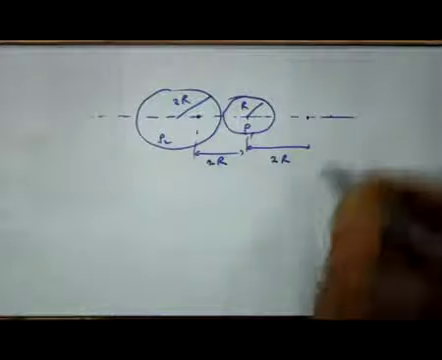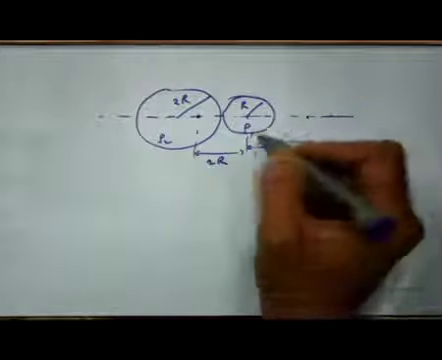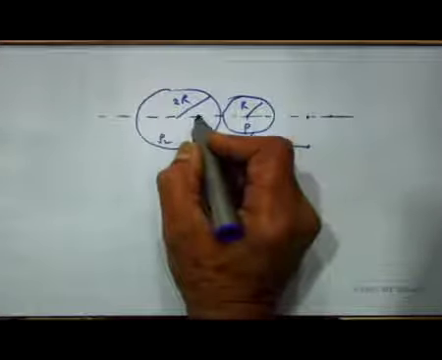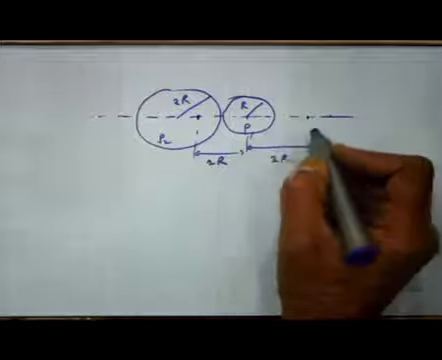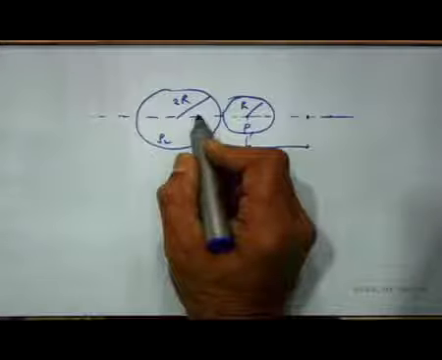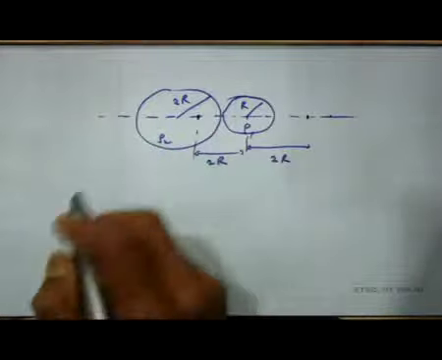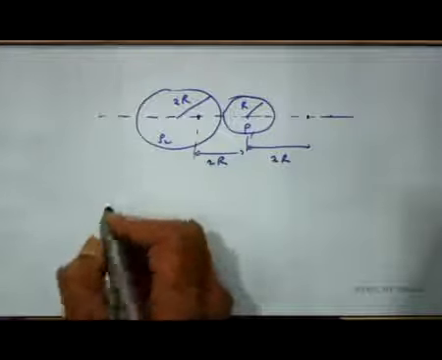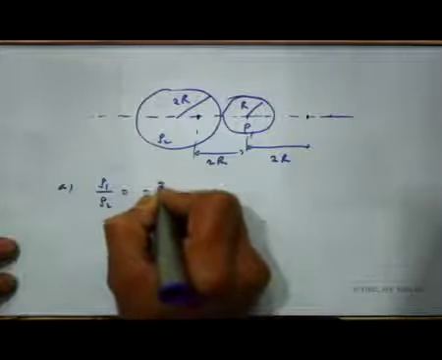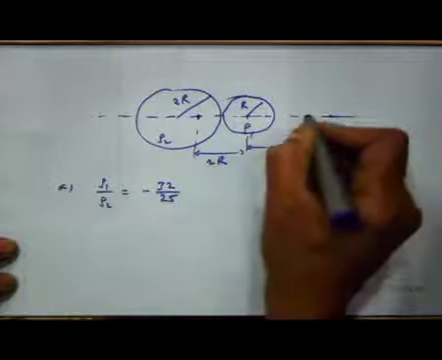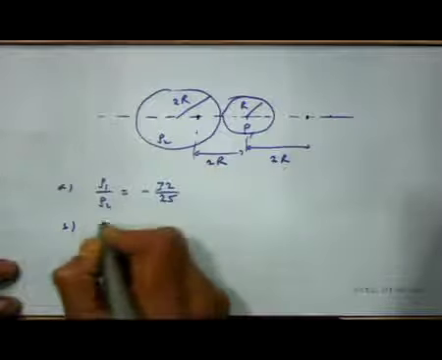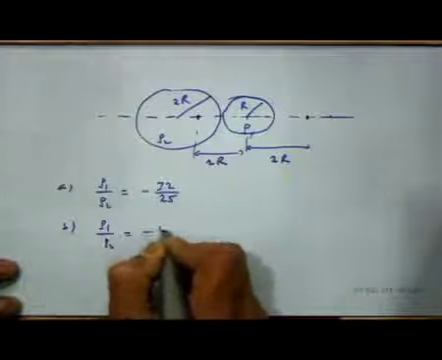So, you need to calculate the total electric field at this point because of rho 1 and rho 2, and you need to calculate the electric field here because of rho 1 and rho 2. Find the ratio of rho 1 to rho 2 for making this electric field 0, and the ratio of rho 1 to rho 2 to make the other electric field 0. I will give you the two solutions here. You can show that rho 1 by rho 2 is equal to minus 32 by 25 to make the electric field 0 here, and to make the electric field 0 at this point, rho 1 by rho 2 is equal to minus 4.